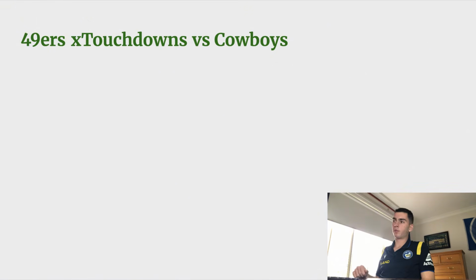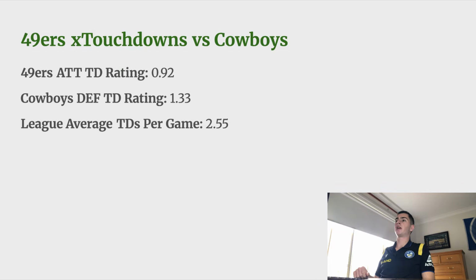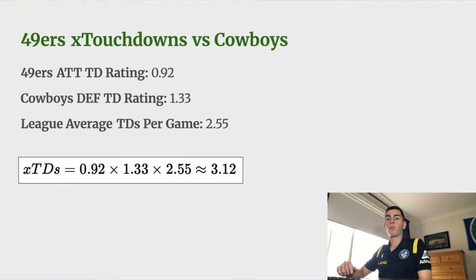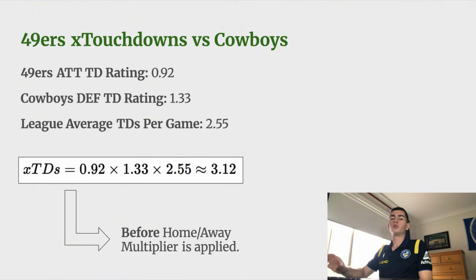So I've got another example. If the 49ers have a touchdown attack rating of 0.92 and the Cowboys hold a touchdown defense rating of 1.33, with a league average of 2.55 touchdowns per game, then the 49ers are expected to score 3.12 touchdowns in this matchup. Expected field goals follow the same structure.